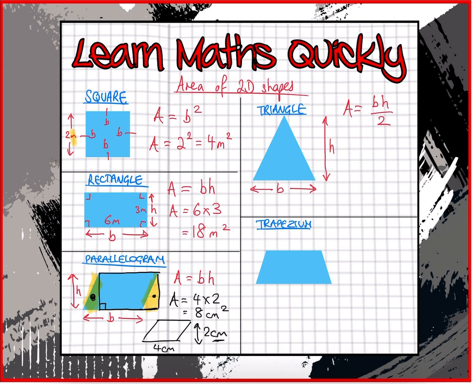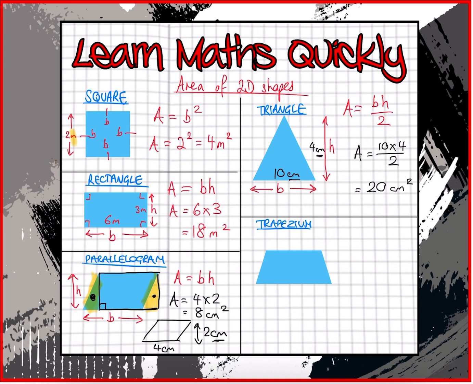So if I was to put in numbers again for these, let's say that our base is 10 centimeters, and let's say that our height is 4 centimeters. Well, the area, if we plug those numbers in, is 10 times by 4 divided by 2. So we've got 10 times by 4 is 40, divided by 2 is 20. And again, we've got centimetres here, therefore it's centimetres squared.